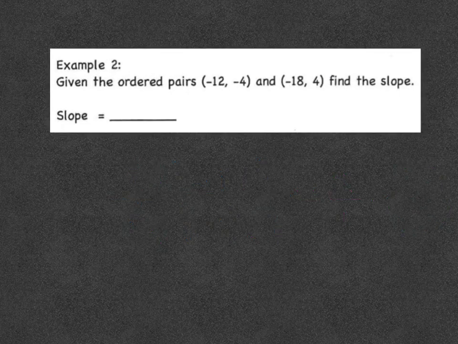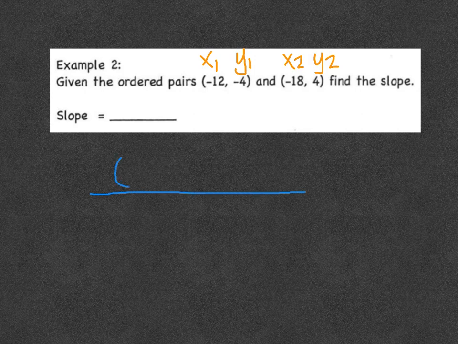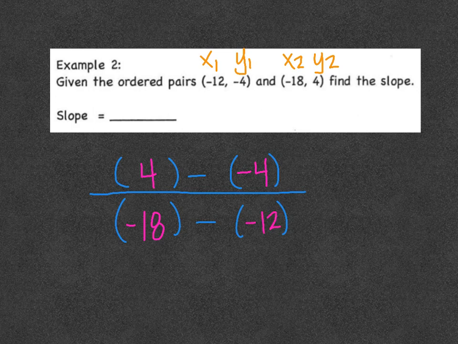Alright, one more example. I'm going to label the coordinates first. x1, y1, x2, y2. Set up my formula, put in my parentheses to hold the place value position for my coordinates. y2 is 4, y1 is negative 4, x2 is negative 18, x1 is negative 12.